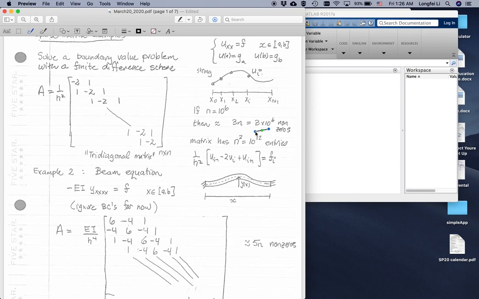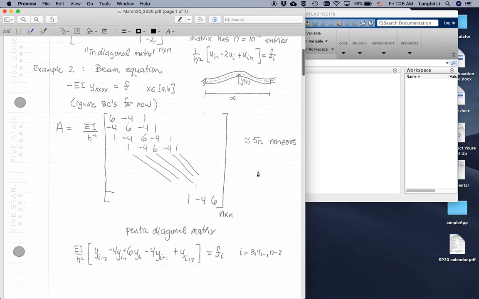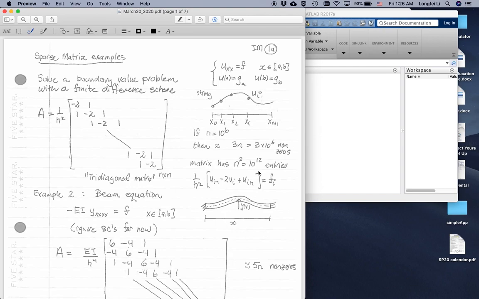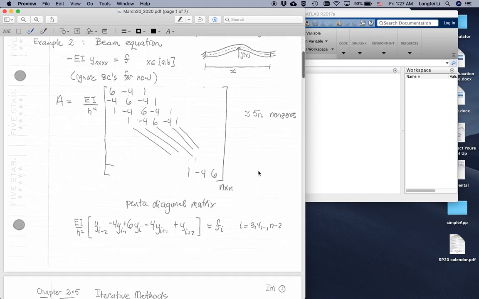So we can compare how much we have saved in computer memory. If you're using a sparse matrix that only stores the non-zero entries, we need only to store 3 times 10 to the 6th numbers. However, if you store everything including the zeros, we need to store 10 to the 12th entries. Okay, so this is just background information that we will be using in a later part of this chapter.